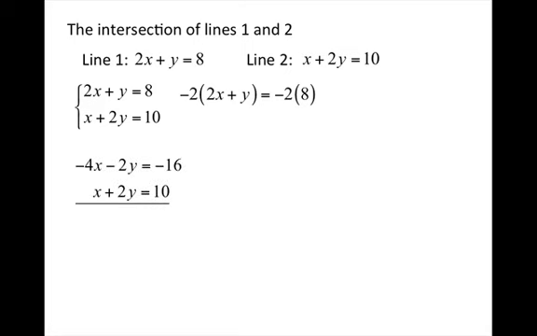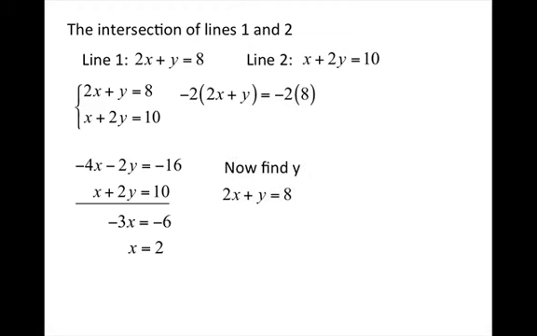And when I do this, I get negative 4x minus 2y equals negative 16. Then if I add the second equation to that, I have x plus 2y equals 10. Well, negative 4x plus x is negative 3x. The y's eliminate like I wanted them to. And negative 16 plus 10 is negative 6. Now to solve for x, divide each side by negative 3 and you get x equals 2. So take that x value and plug it into either one of the equations.